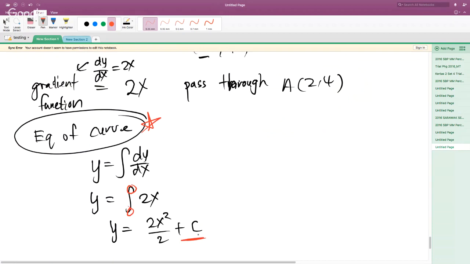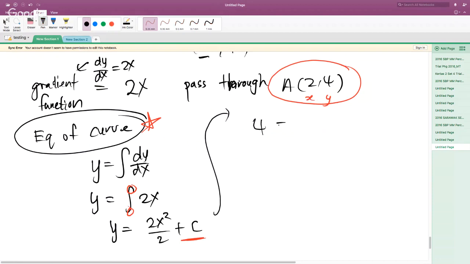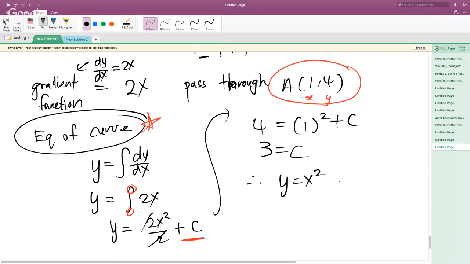In order to find c, you will need a coordinate, which is x and y. Then you just do some substitution. My y equals 4 and my x equals 2. Actually, I don't like 2, maybe change it to 1. Then I get 1 squared plus c, so my c equals 3. Therefore, my equation of the curve is y equals x squared plus 3. So this is one of the very important uses of the gradient function, to help you find the equation of the curve.